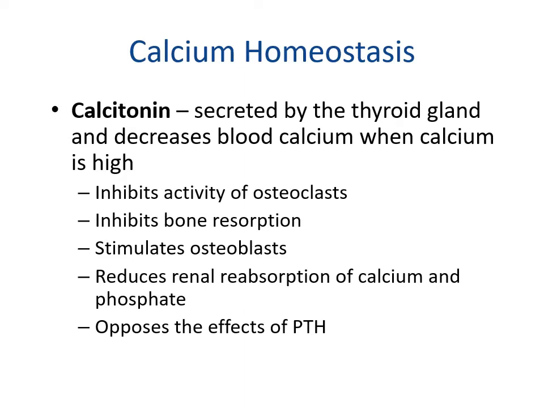And then calcitonin is secreted by the thyroid gland and decreases blood calcium when calcium is high, so this tones it down. This inhibits the activity of osteoclasts, this inhibits bone resorption, this stimulates the osteoblast or builder cells, this reduces renal reabsorption of calcium and phosphate, and opposes the effects of parathyroid hormone.